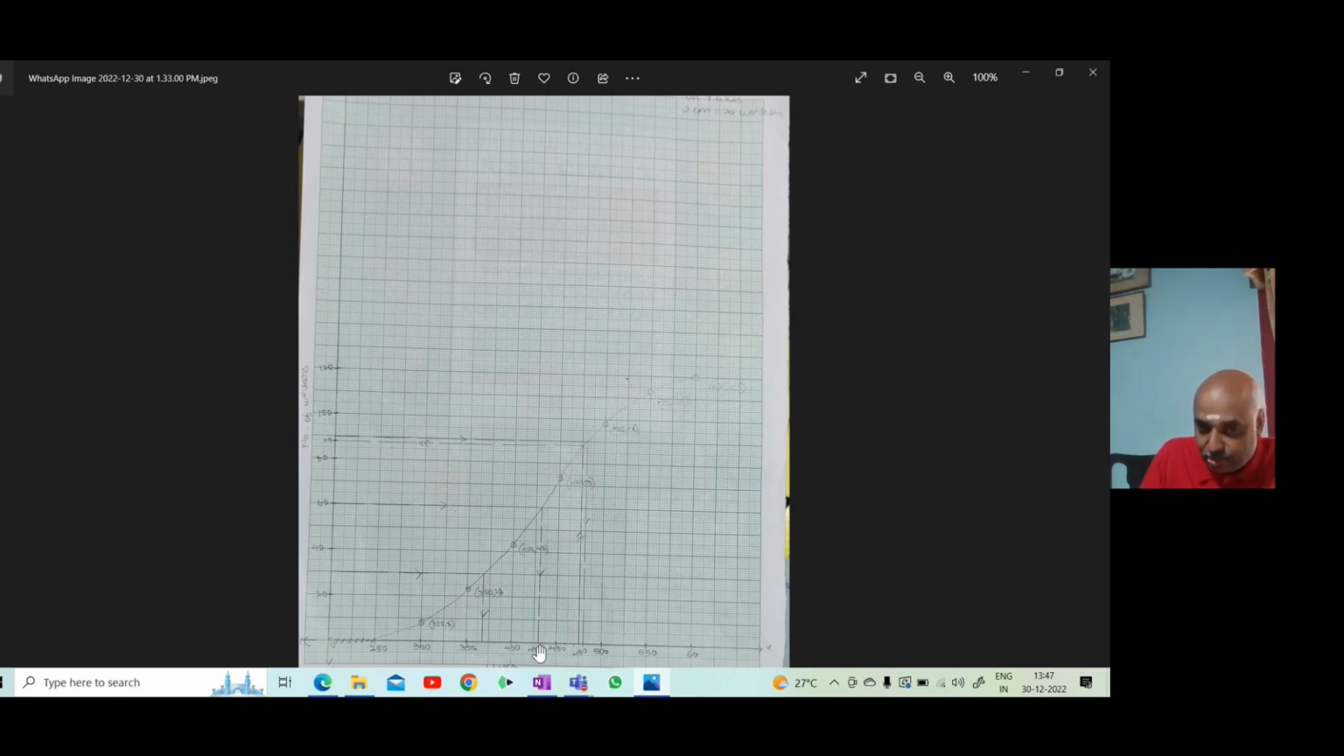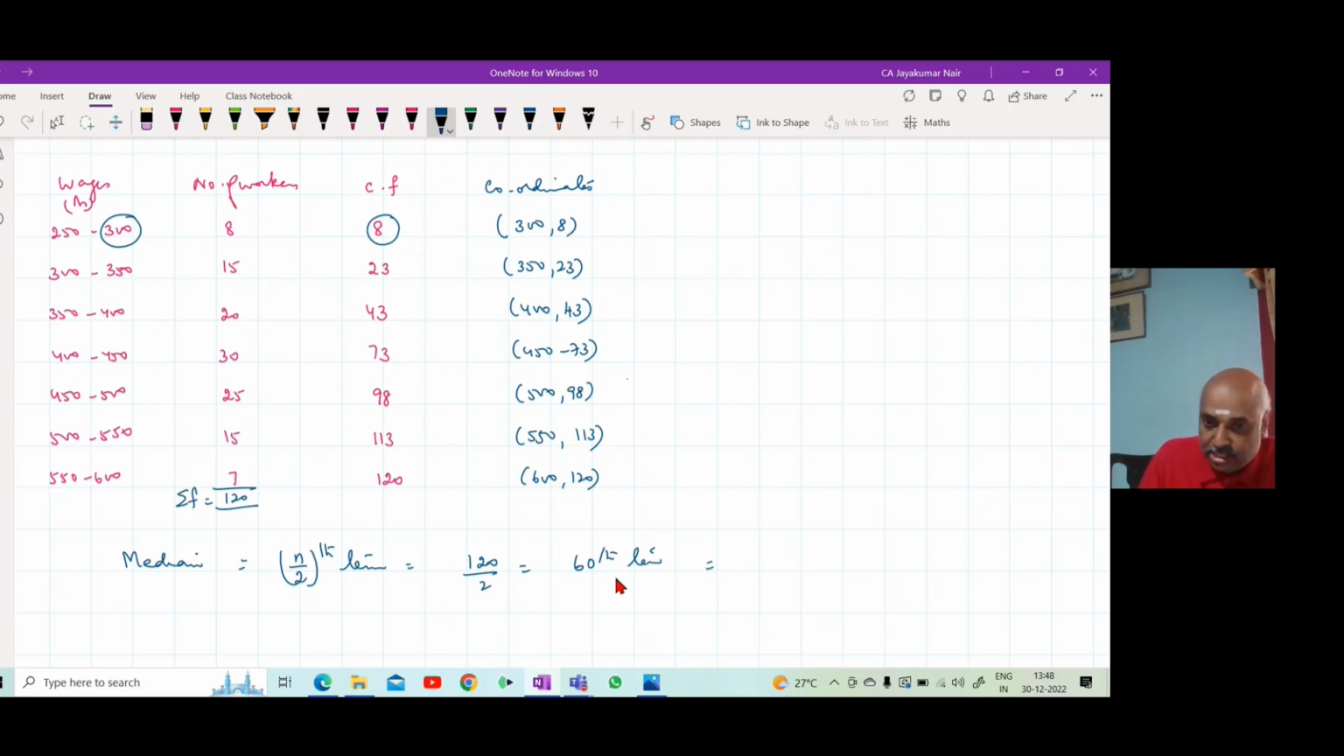Wherever it touches, this is the median. This is 400, this is 450. So the value you get here is 430. So the 60th term is 430. 430 rupees is the median wage.